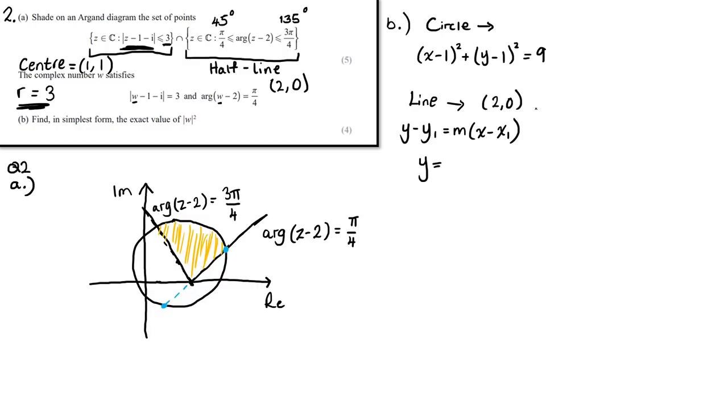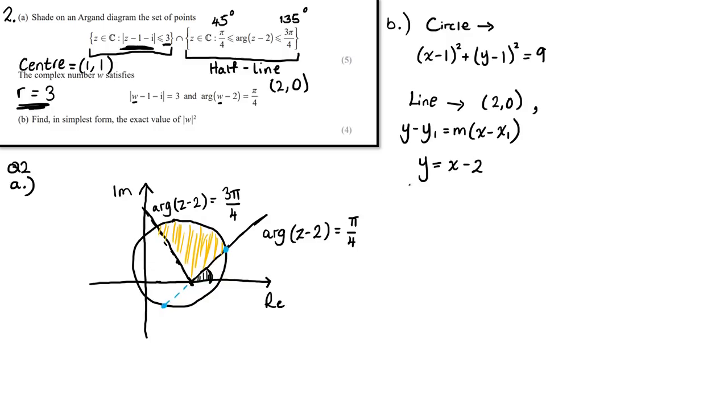Now, we haven't discussed the gradient here, but if we think about this, this is a straight line at a 45-degree angle, so that's pi over 4 there. So the gradient of this line is going to be positive 1. For every 1 unit we go across, we would also go up 1 unit. So the gradient here is 1. And all I'm going to get then is x minus x1, which is 2, so I get x - 2.